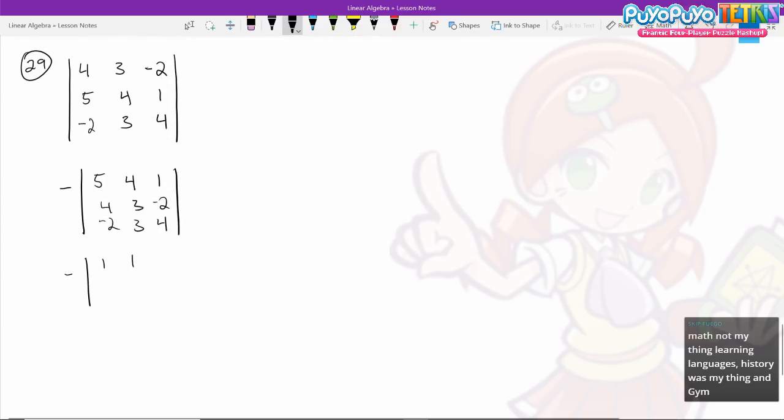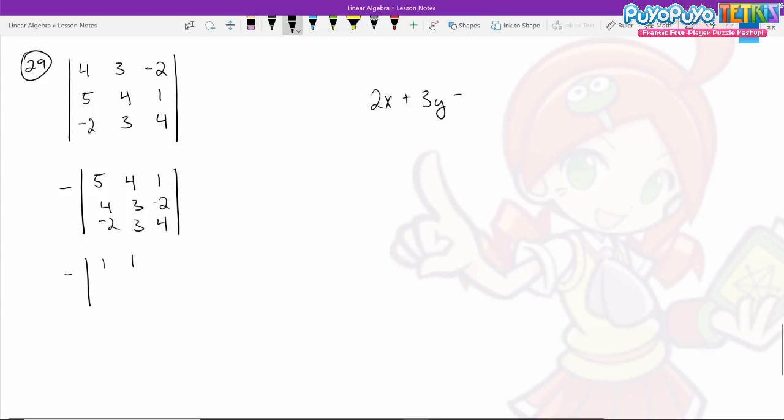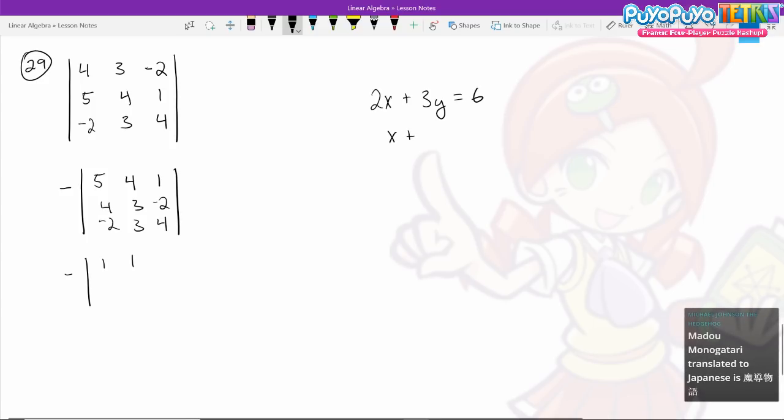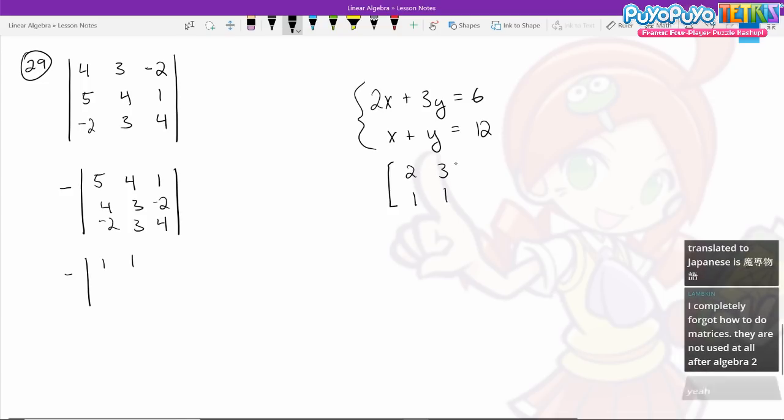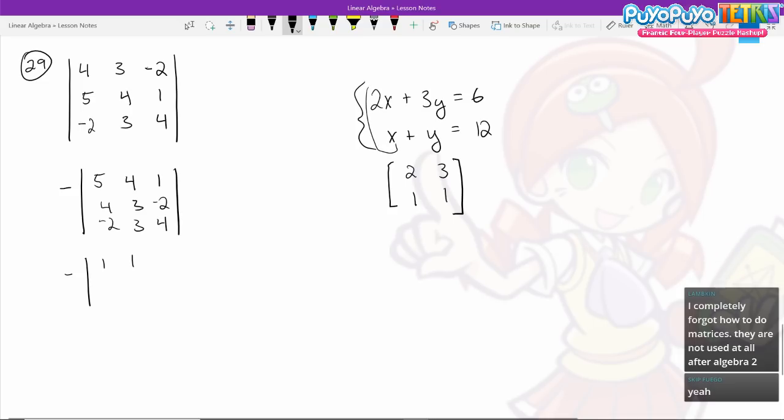Well, for anyone else that's still in school, you've had to solve systems of equations before, right? Like this, or, I don't know, something like this. Well, you can actually write this as a matrix like this and solve for an x and y that way. You take the coefficients here. Actually, you can also add in this.